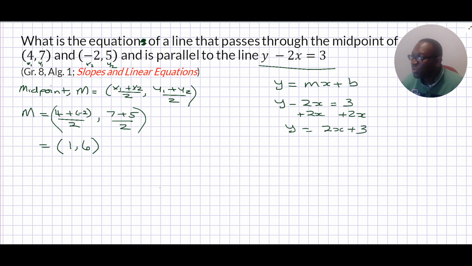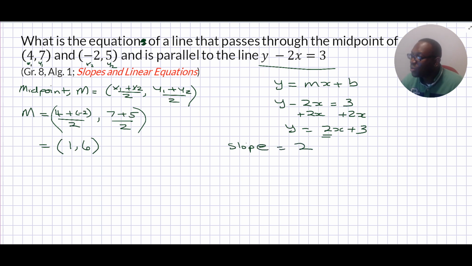Now, for two lines to be parallel, their slopes must be the same. The slope of both lines have to be exactly the same value. So the slope of the new line we're creating, here is where the slope is. The slope is 2 here. So let's call it slope equal to 2.